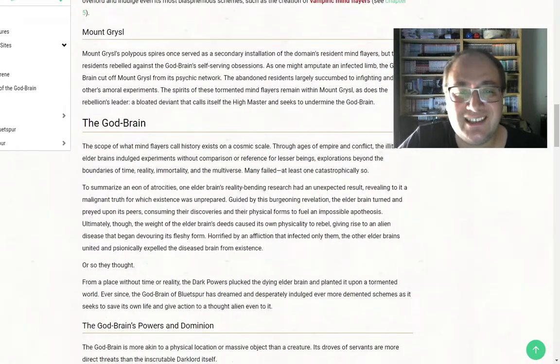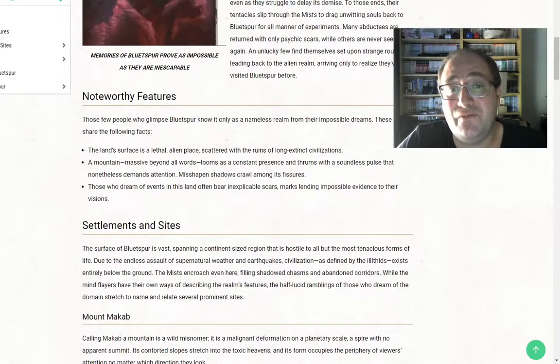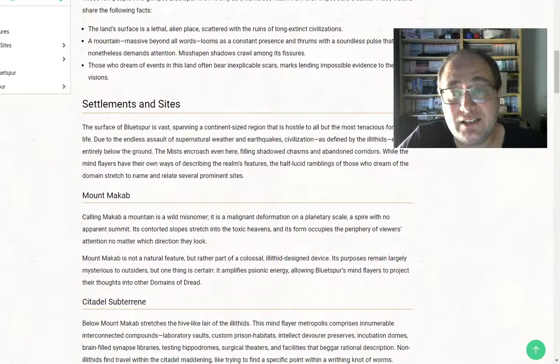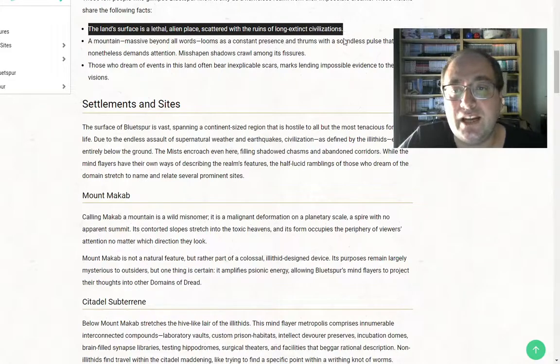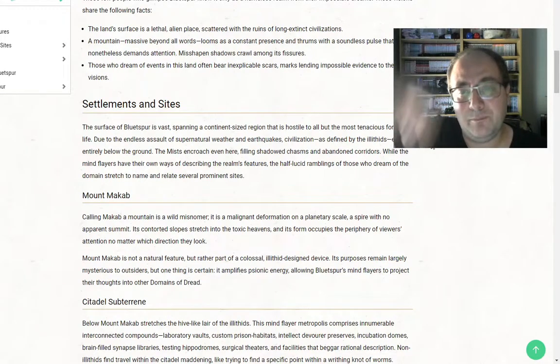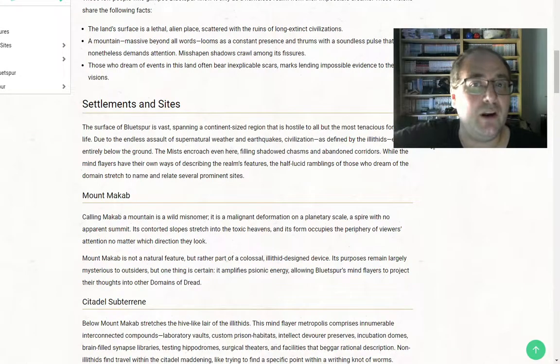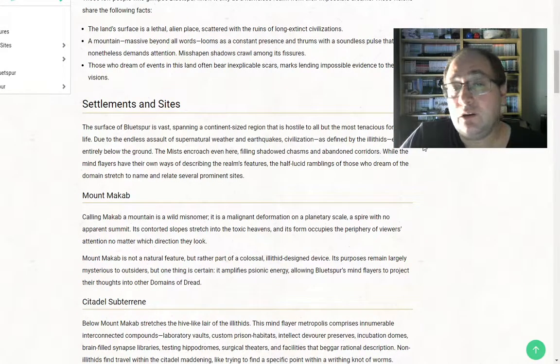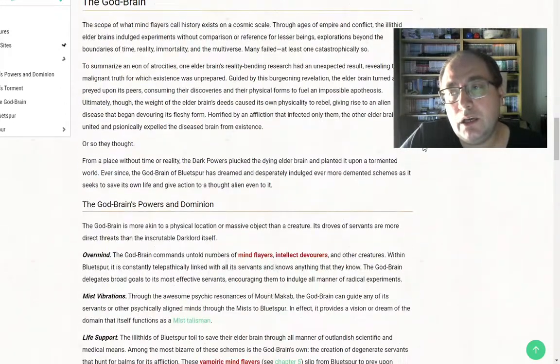Now, one thing about this domain is that it doesn't really have a map because it's just this vast wasteland, literally a wasteland where nothing lives, and underneath it, the land surface is a lethal alien place scattered with the ruins of long extinct civilizations. Love it. There's a massive mountain, massive beyond all words, and that mountain pulses with a soundless pulse. That's awesome. I love the imagery in this domain. And then underneath is actually where the Mind Flayers live. But there are no settlements, no sites, and there's no map. I don't think it really needs a map per se.